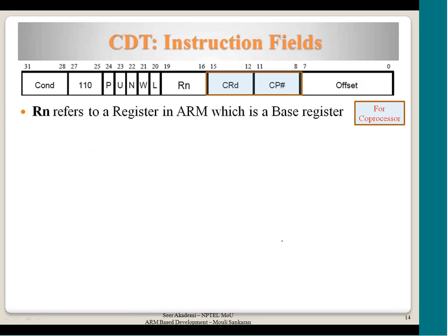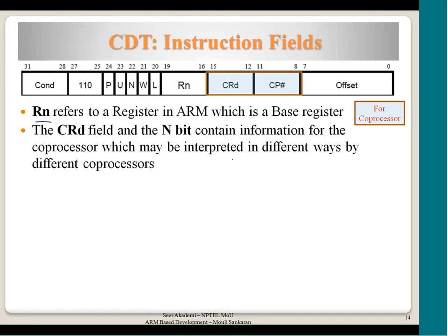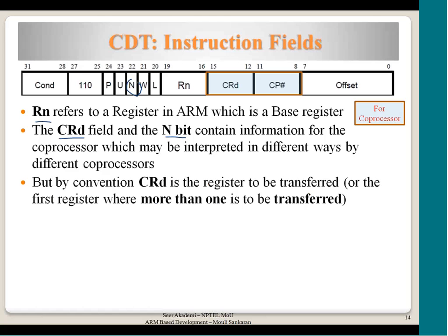Now let us see. RN is the base register, I explained to you. CRD is the field, and the N bit contains the information for the coprocessor, which may be interpreted in different ways by different coprocessors. That is the number of words. But by convention CRD is the number to be transferred, or the first register where more than one is to be transferred. The transaction can be a single word, in which case one register may be transferred. Suppose ARM is here, CP is there, only one register is transferred to the memory. That is one way. Another one is multiple transfer, where I mention the first register and then go till the end.